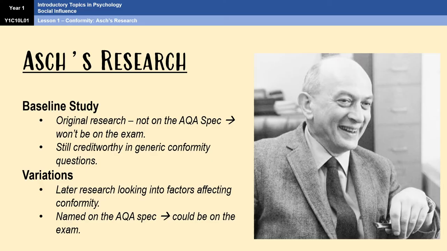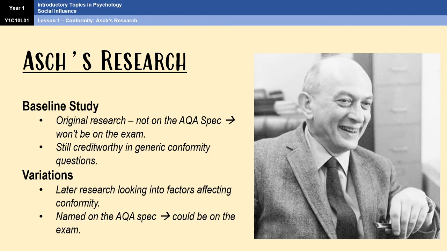Before we properly get into the content, something to be aware of is that Asch's research is split into two sections. You've got his baseline study, which is the initial research that he did and the research that his later work was then compared to. You've also got his variations, which is where he changed certain elements of the baseline study to see how they would affect the initial results.